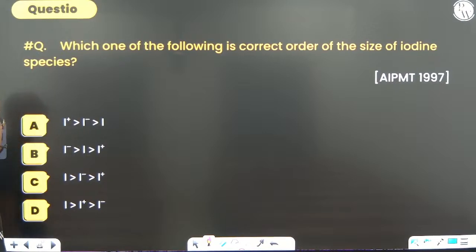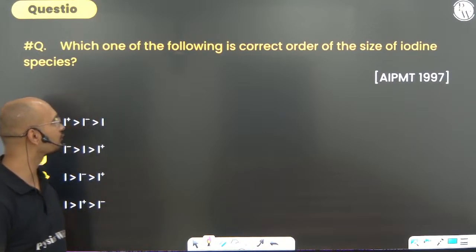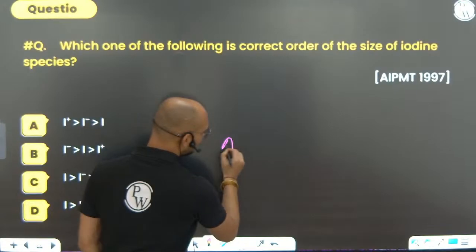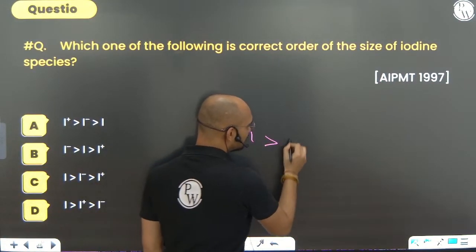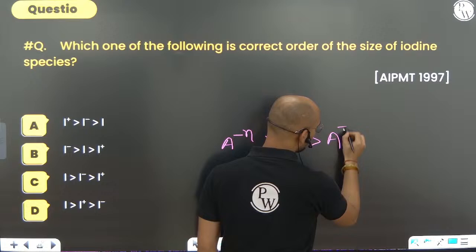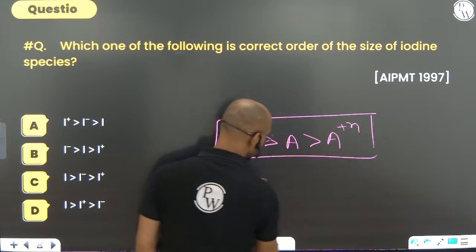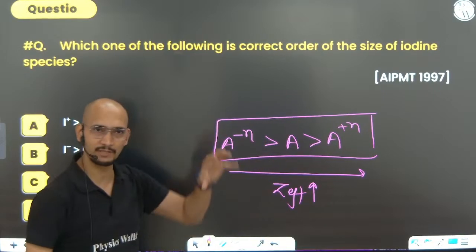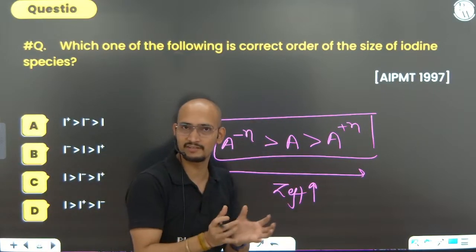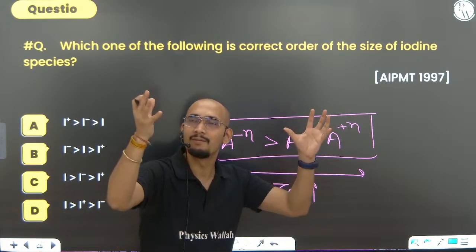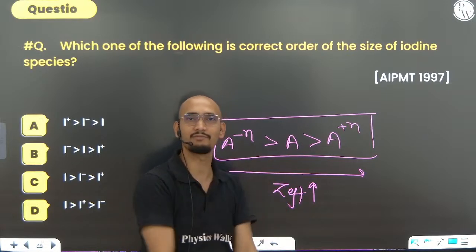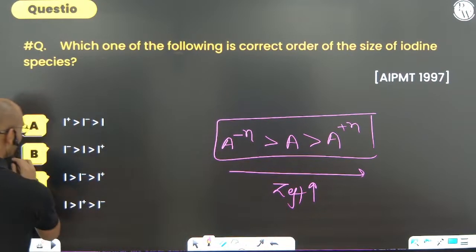Next, which of the following is the correct order of size of iodine species? Same kind of question is coming, right? So always remember A minus is more than A is more than A plus. Why is this all happening? Because Z effective increases. From here to here, Z effective is increasing. Why? Because electrons are being removed and the protons are the same. So more protons are pulling fewer electrons. They will pull those electrons very much, so their size becomes very small. Not a big deal. So I minus, I, I plus.